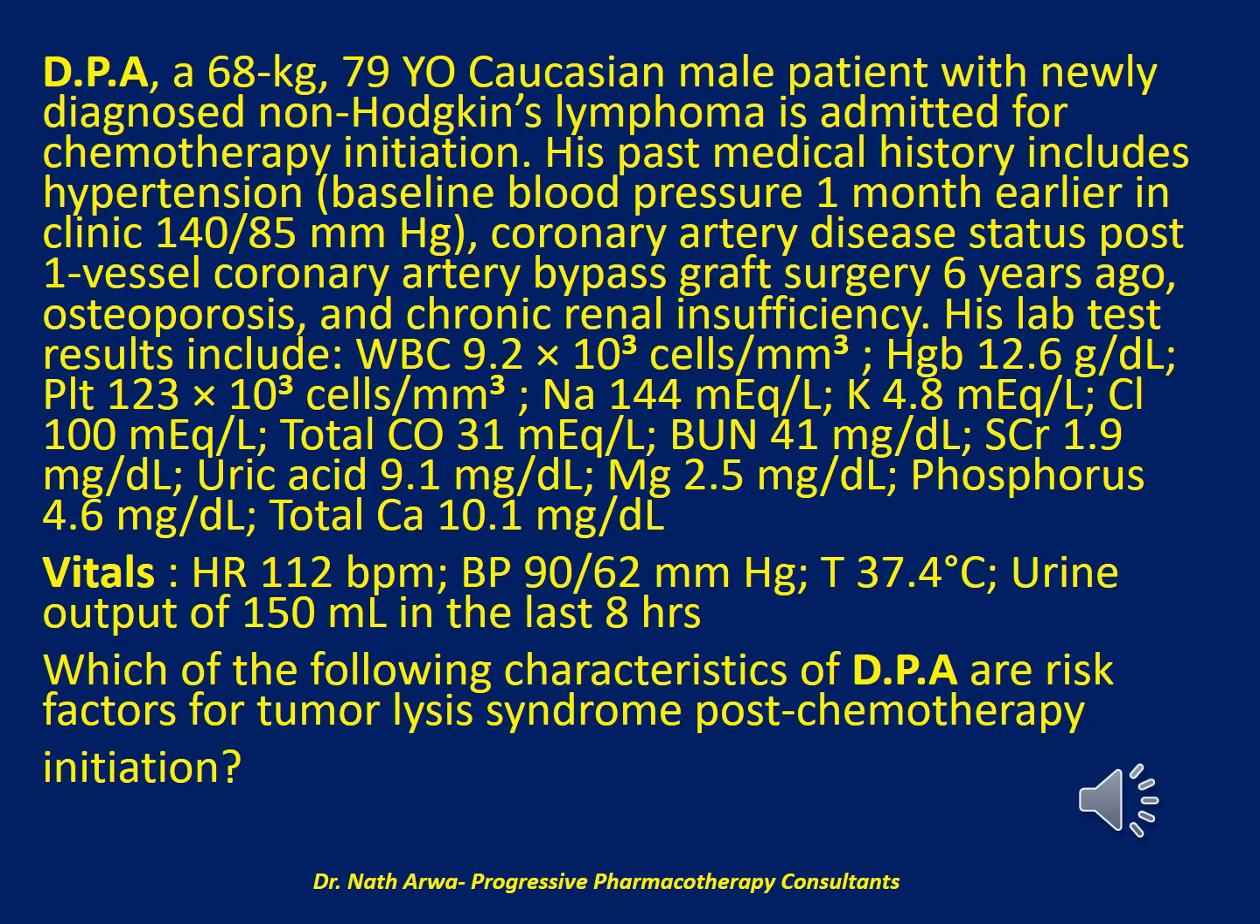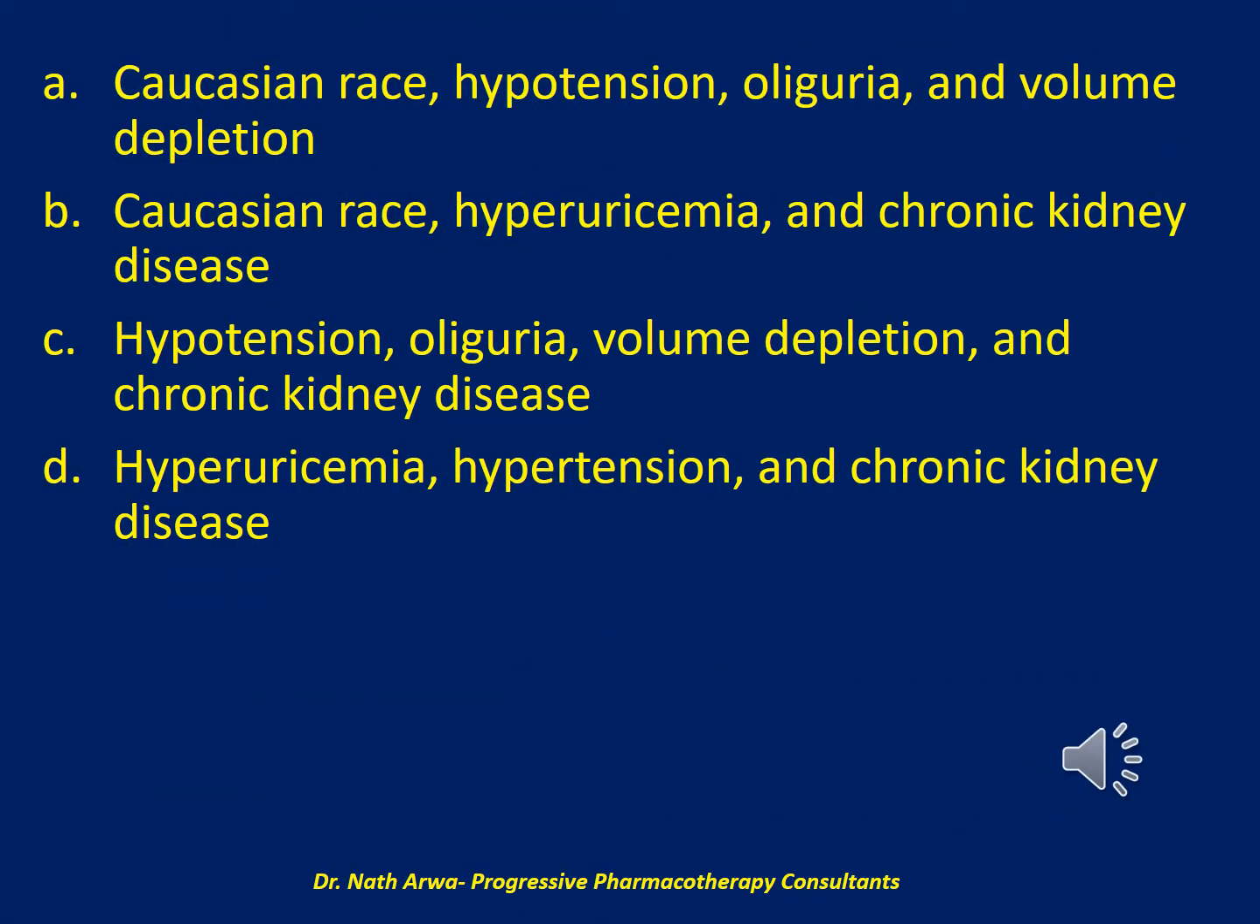So my question to you is, which of the following characteristics of DPA are risk factors for tumor lysis syndrome post-chemotherapy initiation? Are they A. Caucasian race, hypotension, oliguria, and volume depletion? Or B. Caucasian race, hyperuricemia, and chronic kidney disease? Or C. Hypotension, oliguria, volume depletion, and chronic kidney disease? Or are they D. Hyperuricemia, hypertension, and chronic kidney disease? I will give you 10 seconds to choose the correct answer to this question from the listed options.